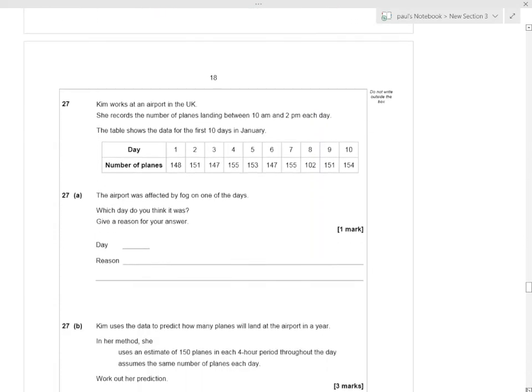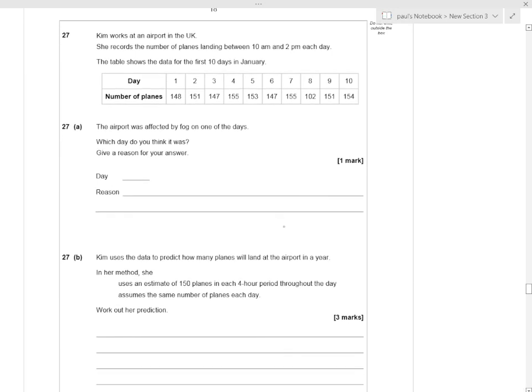What's this? No, this is just reading from tables. Hopefully some of this will be just common sense.